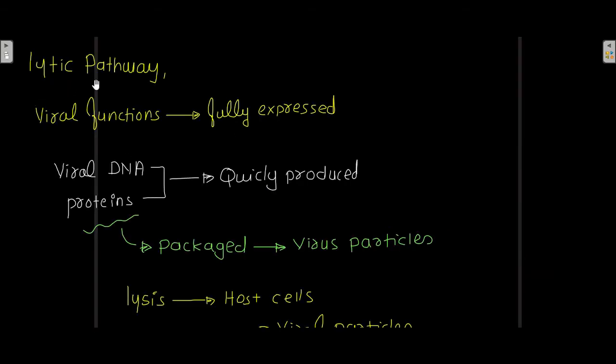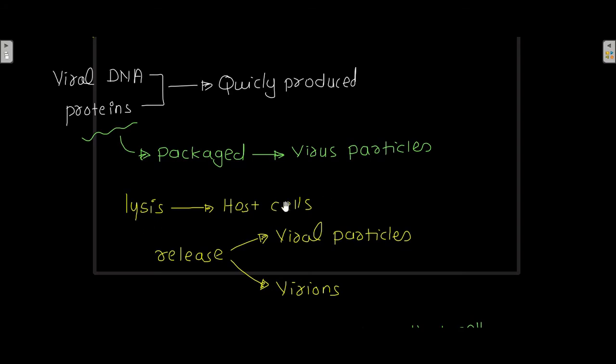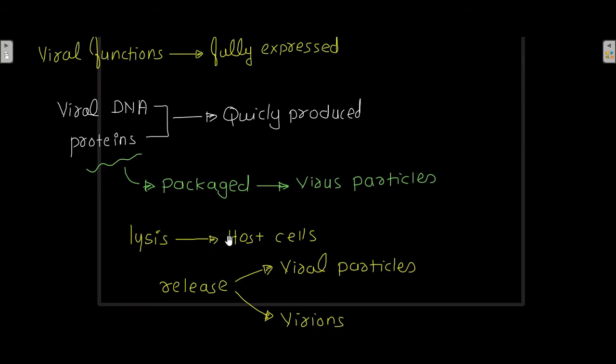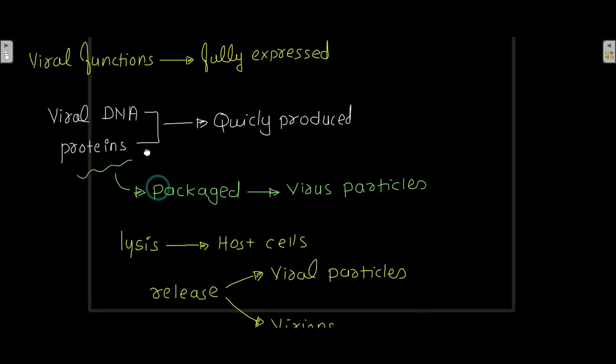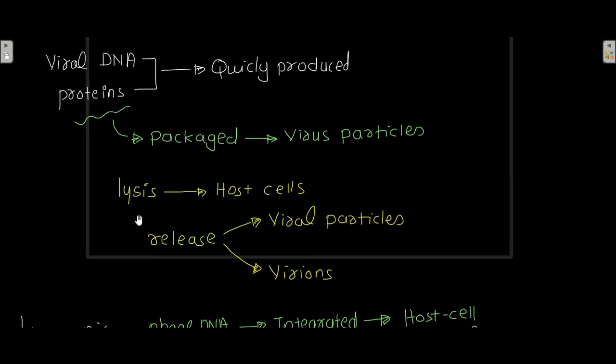In the lytic pathway, the viral functions are fully expressed. The viral DNA and proteins are quickly produced, and they are packaged to produce virus particles. Then there is lysis of the host cells, which results in the release of the viral particles, or virions.